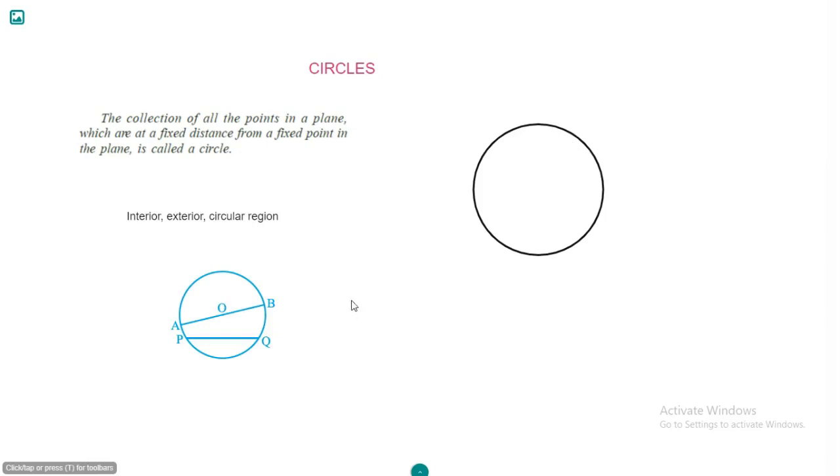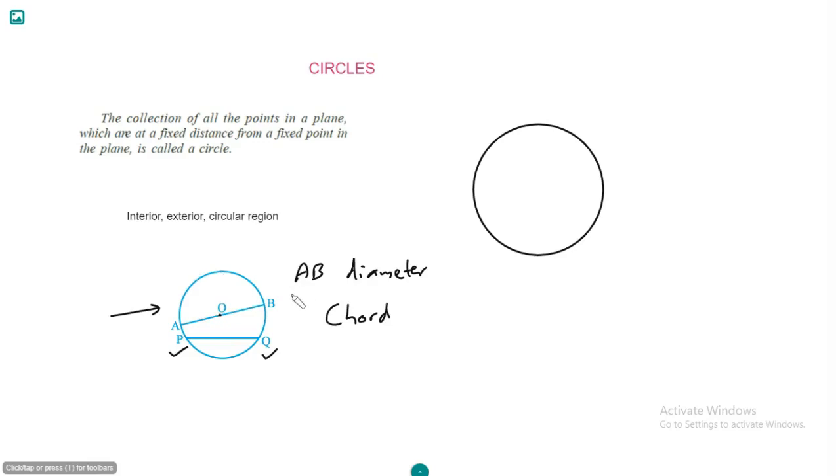Now let's talk about a chord of a circle. If you look at this figure, a chord is a line segment joining any 2 points on the circle. So P and Q are 2 points on the circle, and PQ is a chord. A chord that passes through the center of the circle is called a diameter. So AB is a diameter of the circle because AB passes through the center O. Now you can notice that the diameter is the longest chord of a circle. And of course you know that the diameter is 2 times the radius.